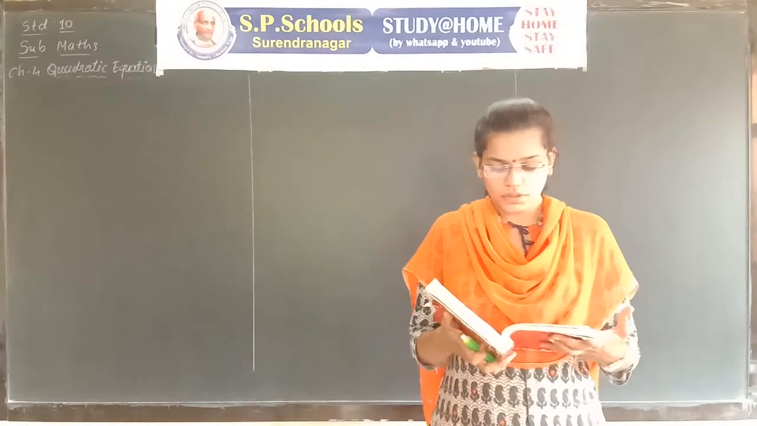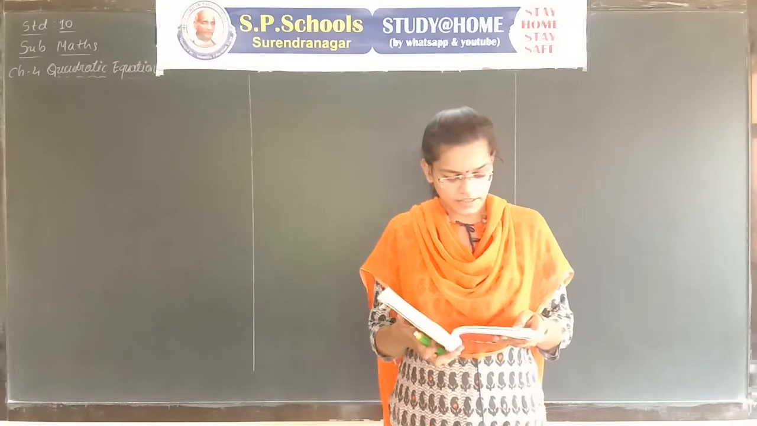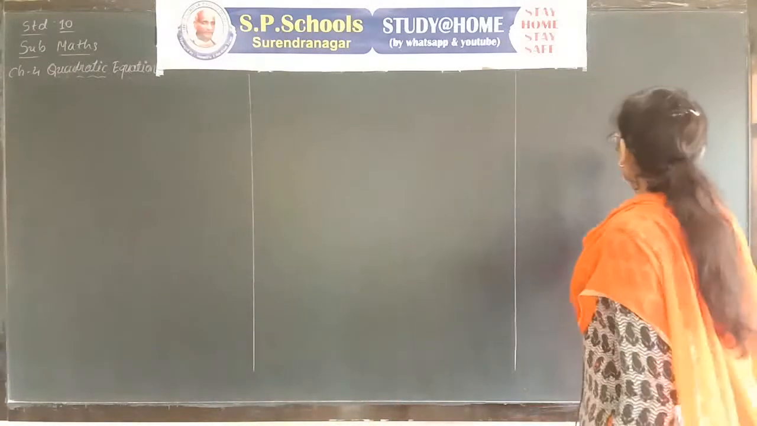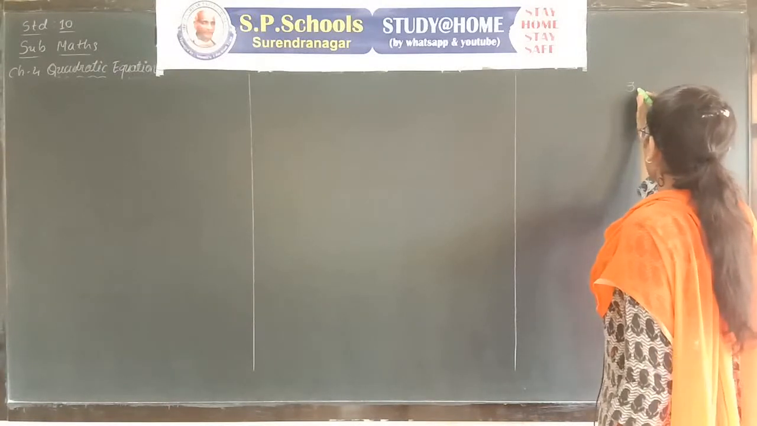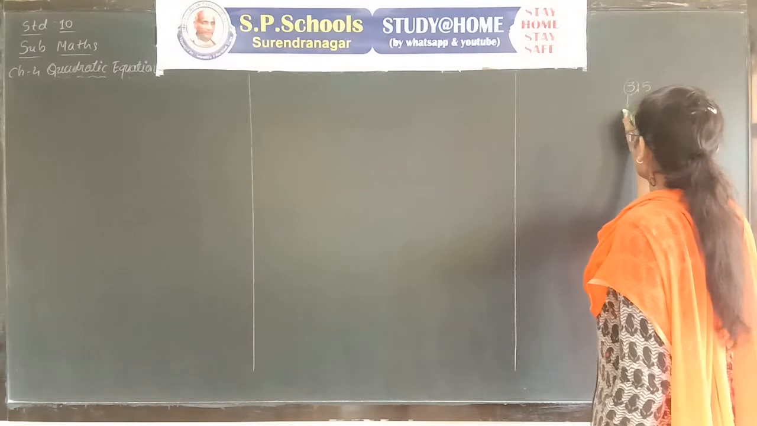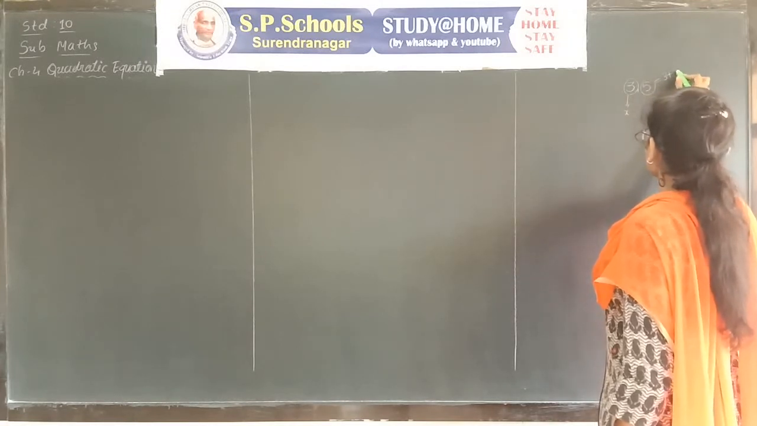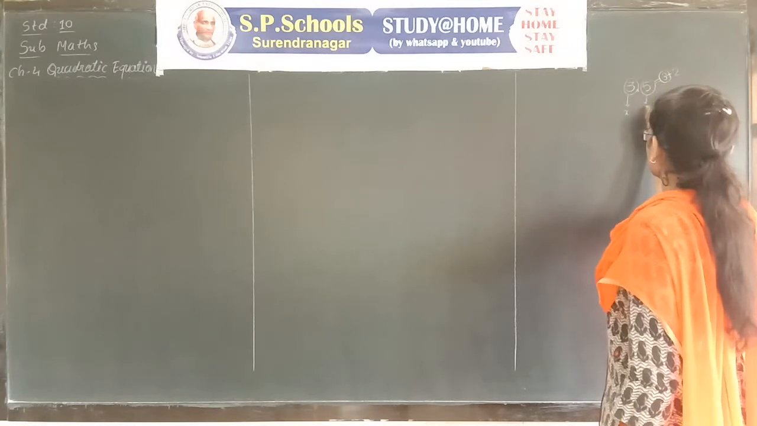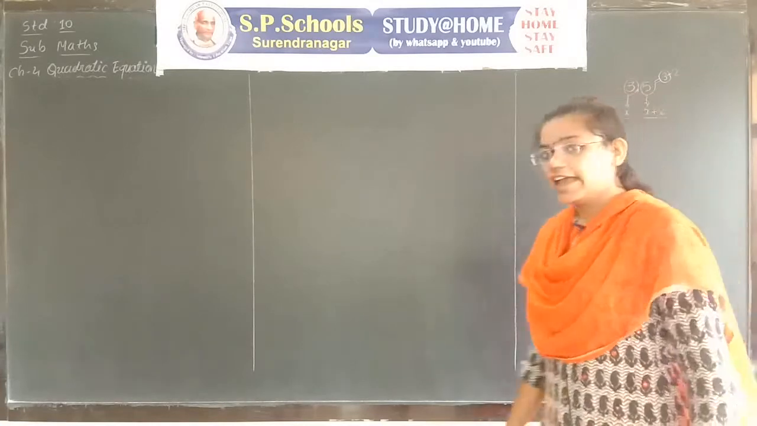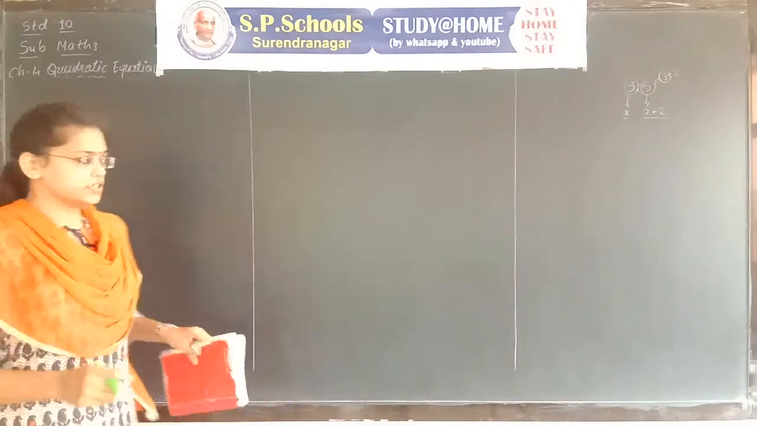Example 11. Find two consecutive odd positive integers, the sum of whose squares is 290. If one integer is 3 and the second integer is 5, then if one is taken as x, to obtain 5 we add 2 to 3, which is x plus 2. So x and x plus 2 are two consecutive odd positive integers.